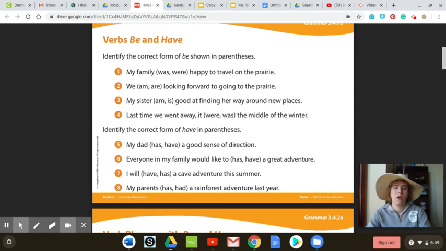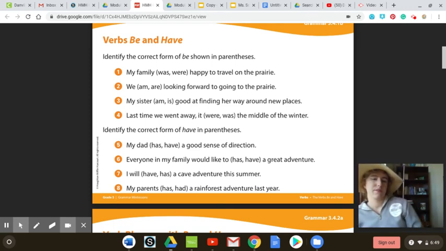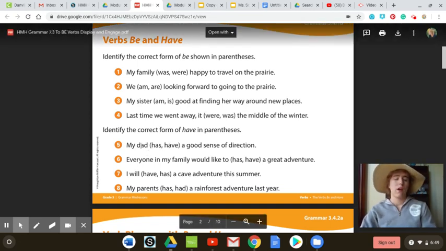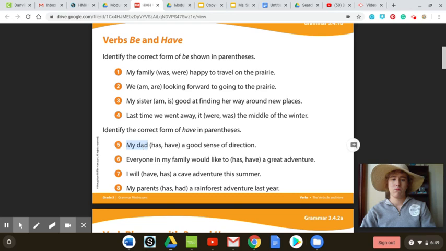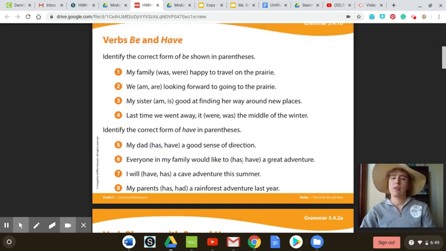Okay, number 5 through 8. Identify the correct form of have in parentheses. My dad has or have a good sense of direction. Well, I know that my dad is one person, singular, and I know that he has a good sense of direction. Number 6. Everyone in my family would like to has or have a great adventure.